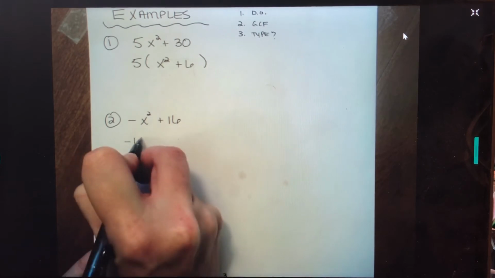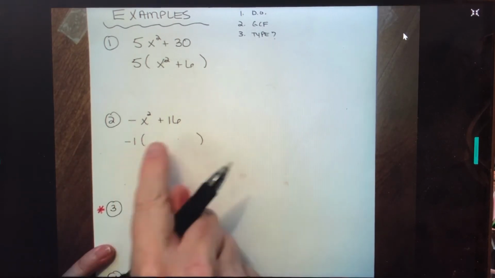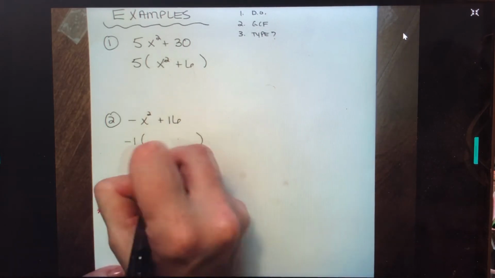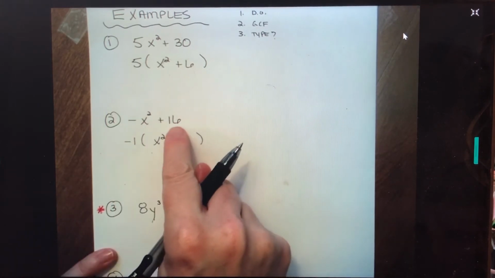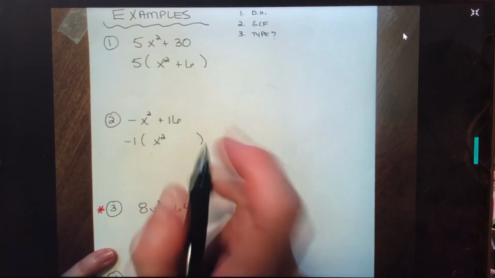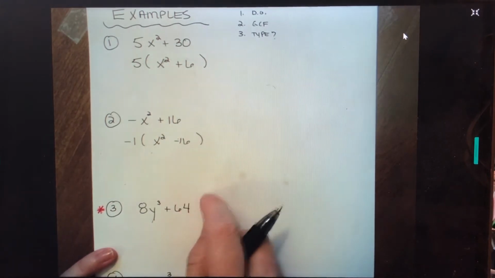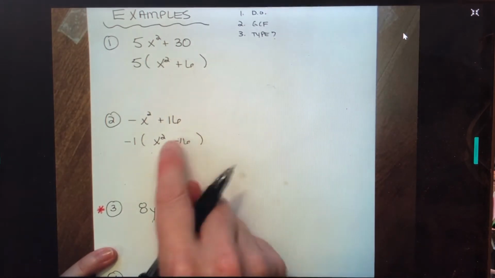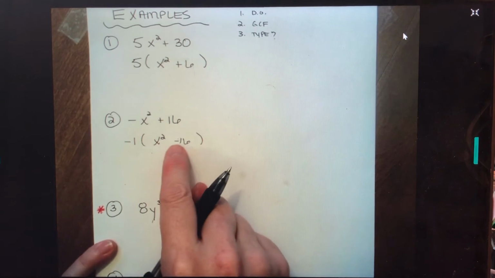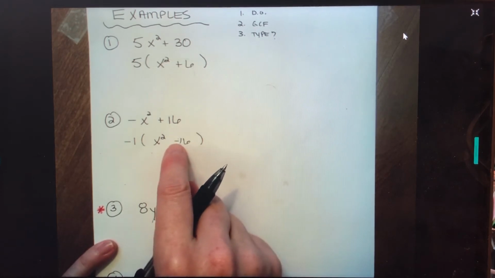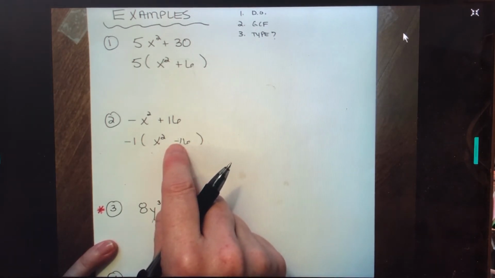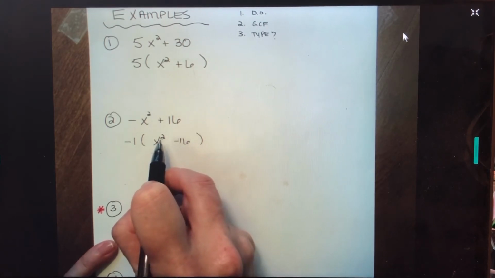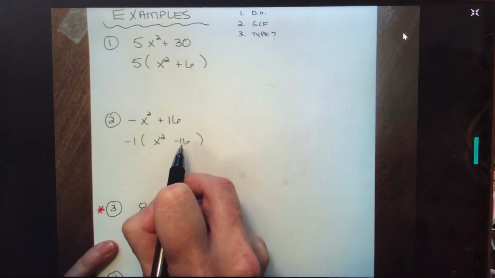If I'm going to pull out a negative 1, and then write my parentheses for what's left behind. When you divide this by a negative 1, you're left with a positive x squared. And when you divide the 16 by a negative 1, you're left with negative 16. So now I've pulled out my GCF and I'm ready to move to step 3, which is which type? Well, this is definitely a binomial. And if I look carefully, I may go down the path of saying, I wonder if it's difference of squares. I have a negative sign, which implies a difference. I have a square. So the question is, is this a perfect square?